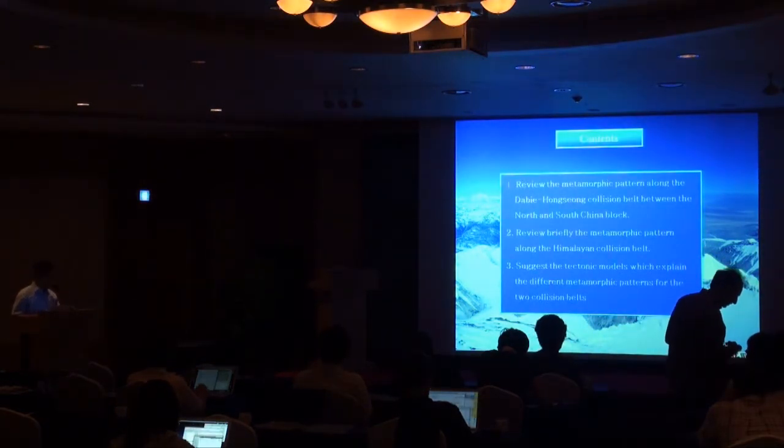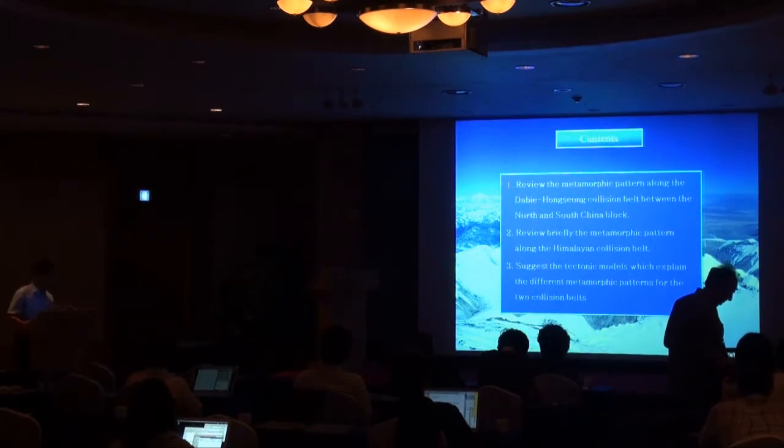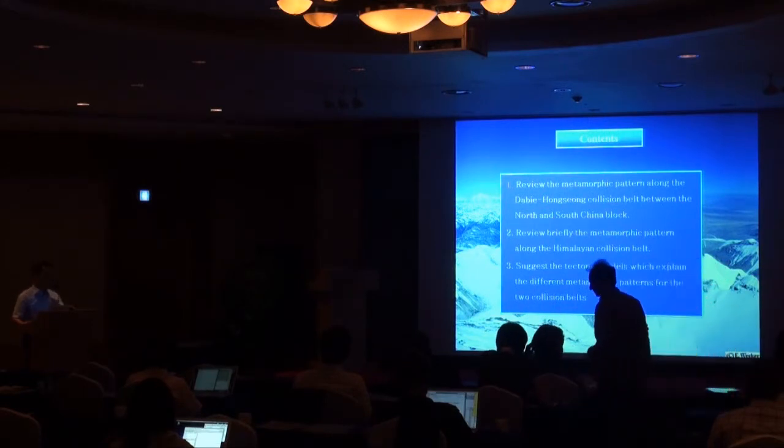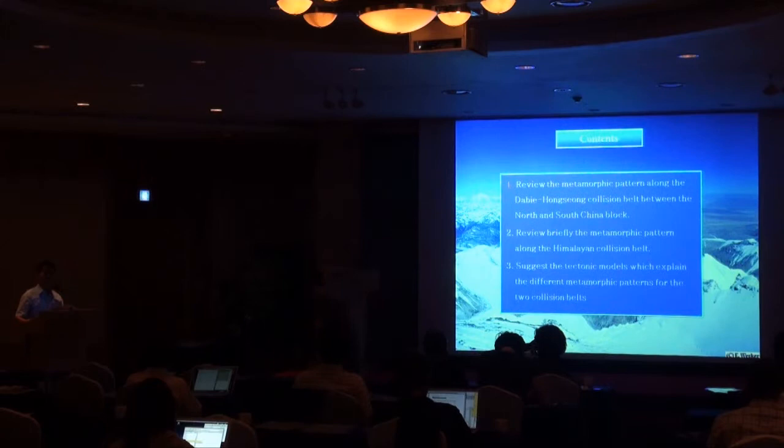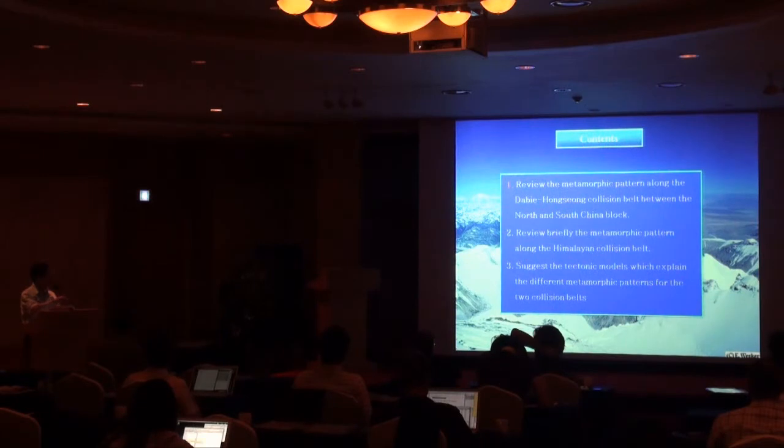For me, 100 kilometers depth is very deep, but yesterday and today I found it was very shallow in this meeting. Anyhow, my talk is related to some shallow depths for you. First, I will talk about the metamorphic pattern around the Dabie collision belt between the North and South China blocks. Secondly, I will briefly review the metamorphic pattern around the Himalayan collision belt. And finally, I'd like to suggest tectonic models which explain the different metamorphic patterns for the two collision belts.